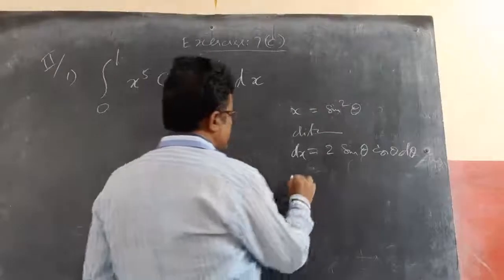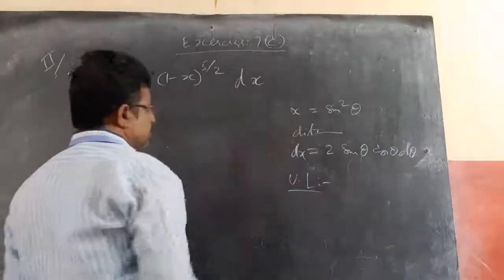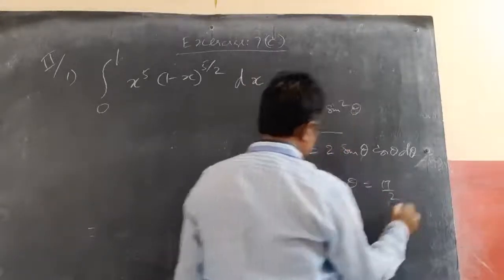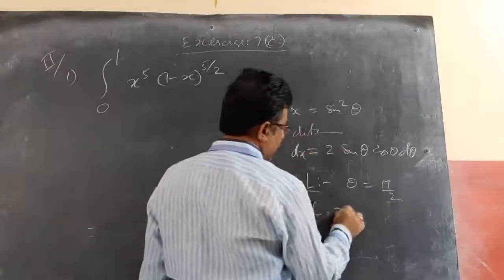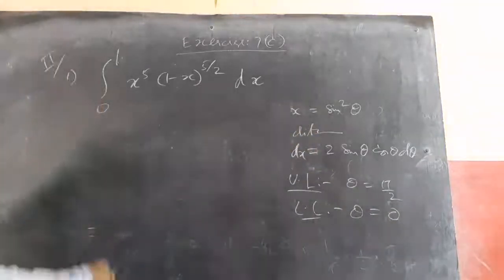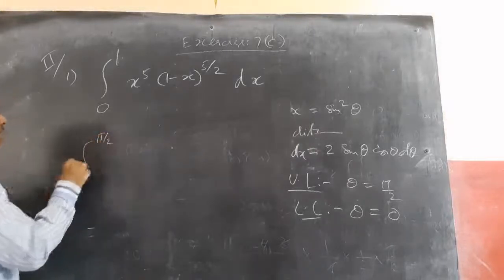Changing the limits: upper limit is 1, if I substitute here, sin square theta equal to 1 implies theta equal to pi by 2. And lower limit is theta equal to 0 because sin 0 is 0. Now if I change the limits, the integral becomes 0 to pi by 2.